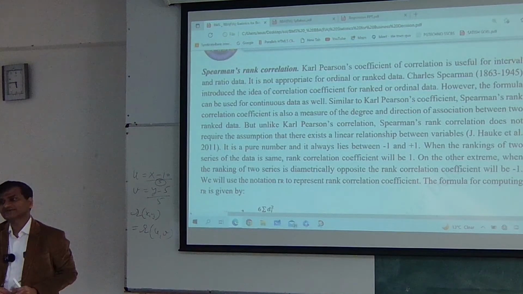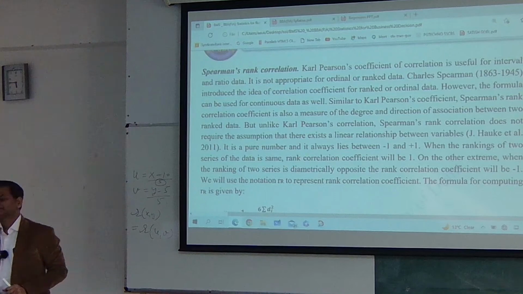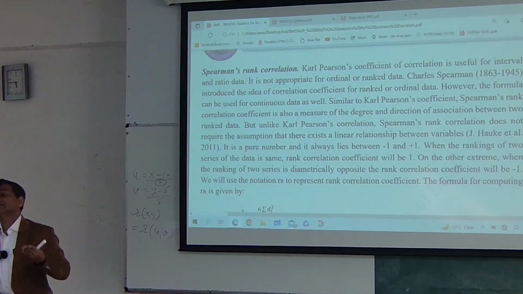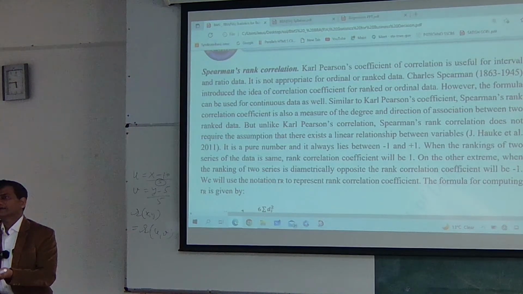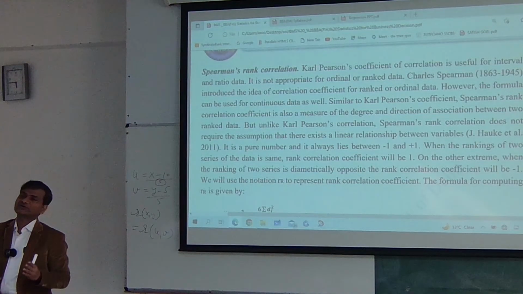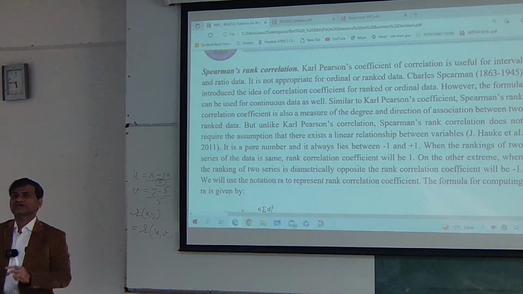Next is Spearman's rank correlation. As I told you, we have two types of correlation. One is Pearson's correlation coefficient and the second is Spearman's. Now, how are they different and why do we need Spearman? In Pearson's correlation coefficient, as I already told you, your data must be on a ratio or interval scale. That means your data should be perfect.